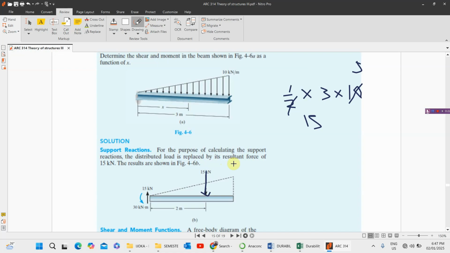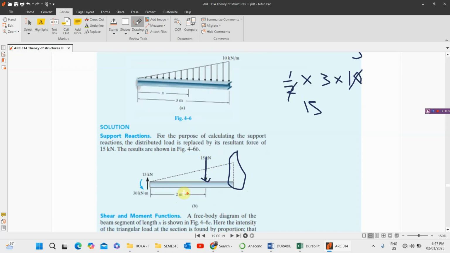Now, looking at a free body diagram, we believe that there's no load here first, because this is the point load. To make this one to be in equilibrium, we have to say the summation of forces along the y-axis is equal to zero. So that's why we are taking this one to be 15 kilonewton here first.